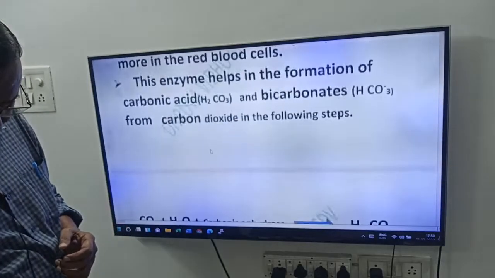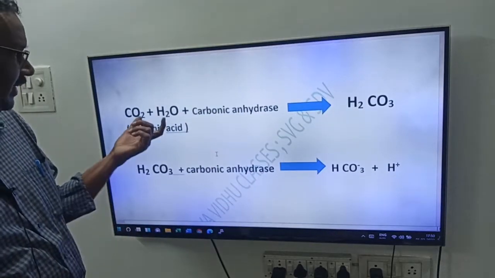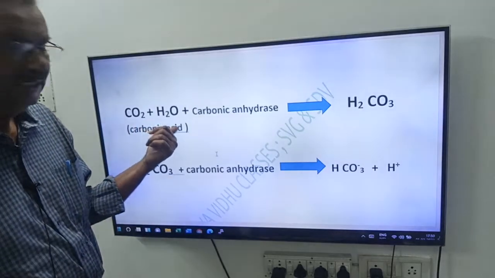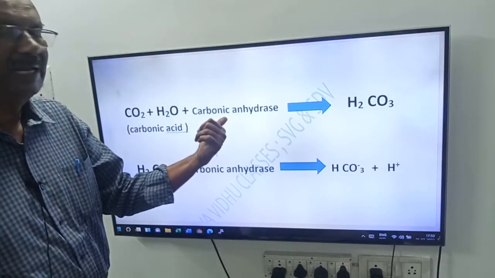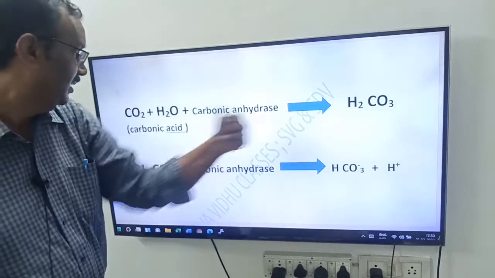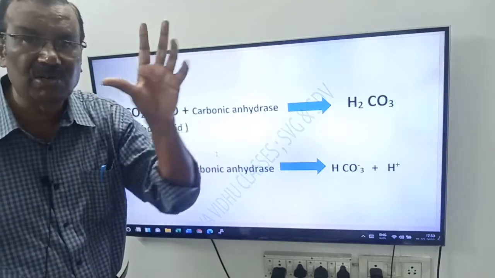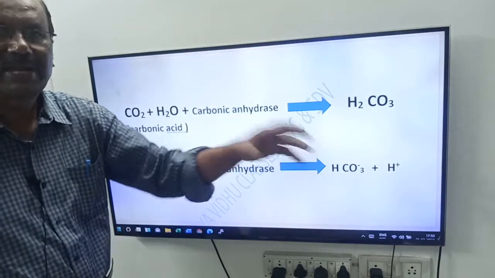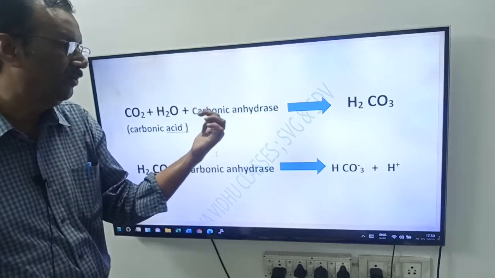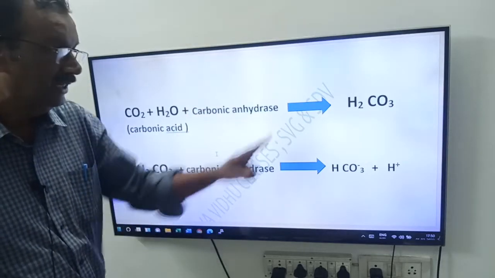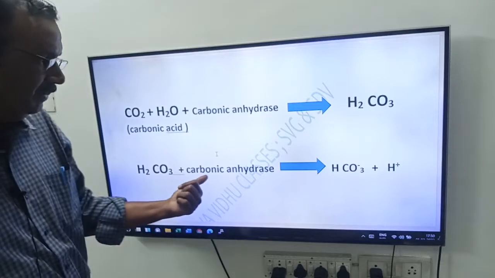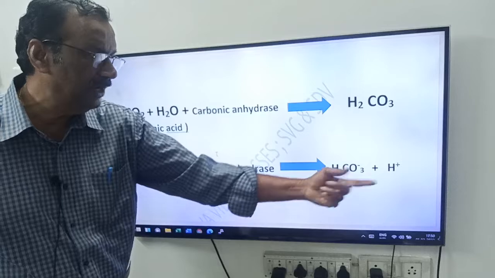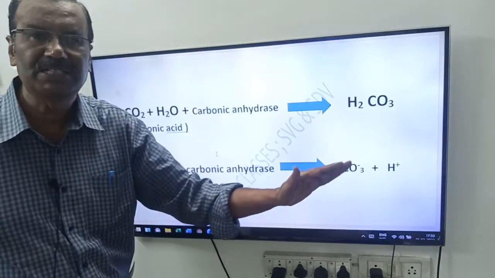Now here you see the steps, friends. In the first step, carbon dioxide reacts with water in the presence of which enzyme? Carbonic anhydrase. It forms carbonic acid, H2CO3. Here this reaction is activated by an enzyme. What is that enzyme? Carbonic anhydrase. This carbonic acid, in the presence of the same enzyme, splits into what friends? Bicarbonates and H plus, HCO3 minus and H plus.